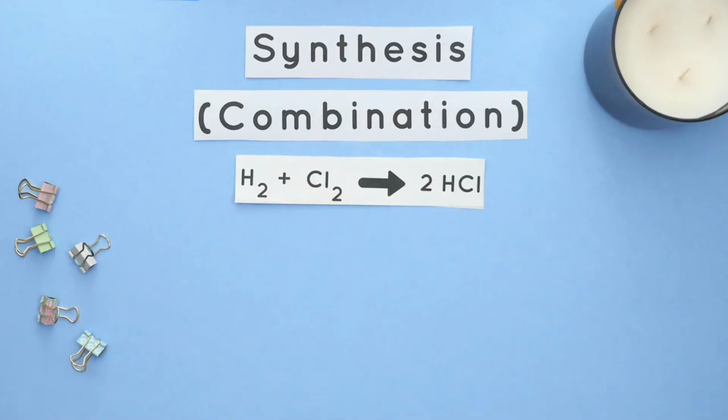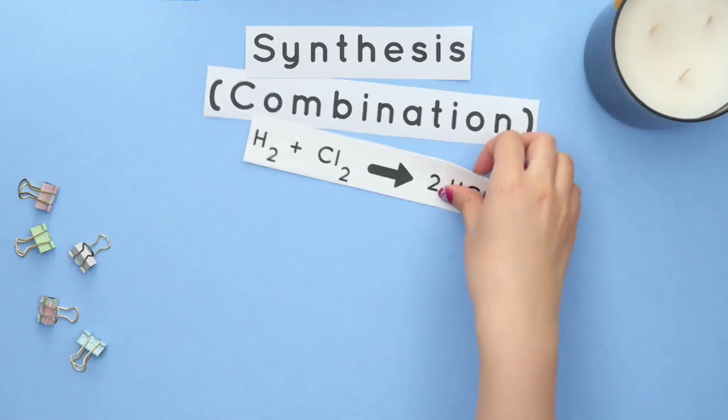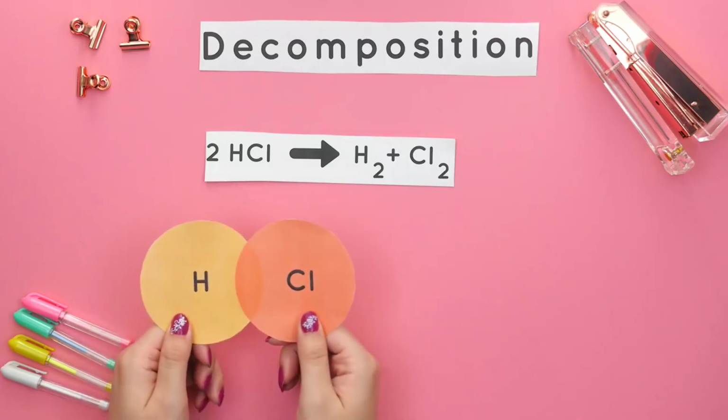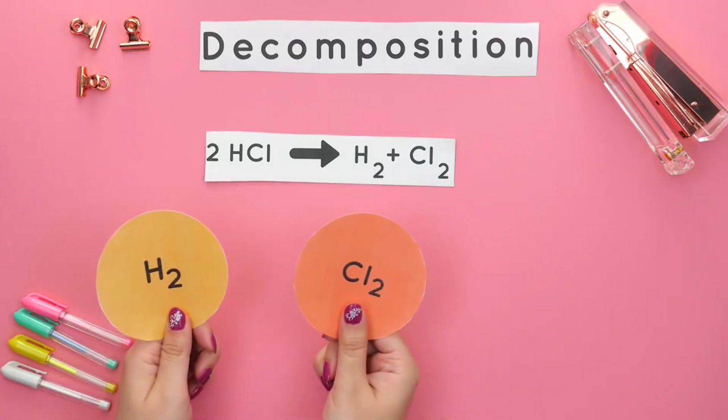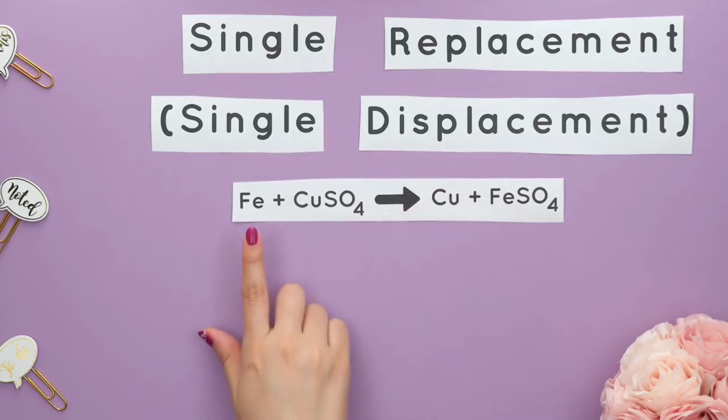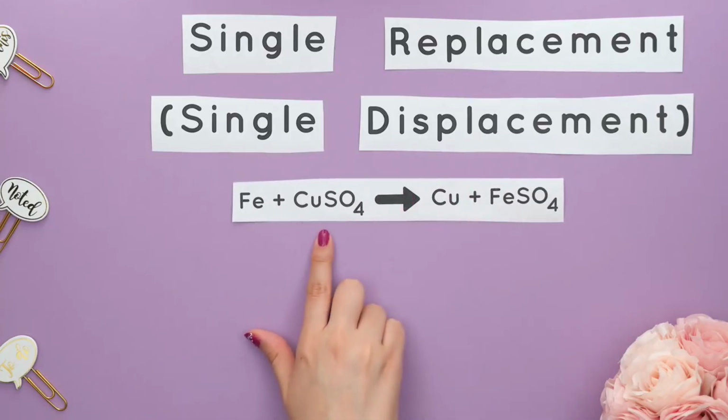Is it not? Yes. The reverse of this kind of reaction is what we call decomposition reaction. In decomposition reaction, you have a compound breaking into what? Simpler molecules or compound. In this case, we have hydrochloric acid breaking down to give us what? Hydrogen and chlorine.